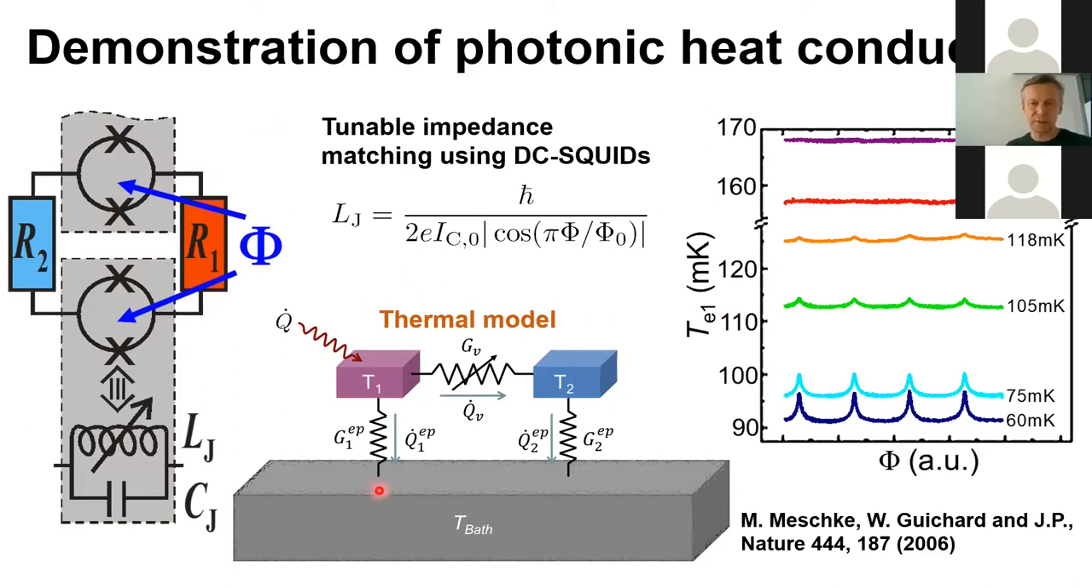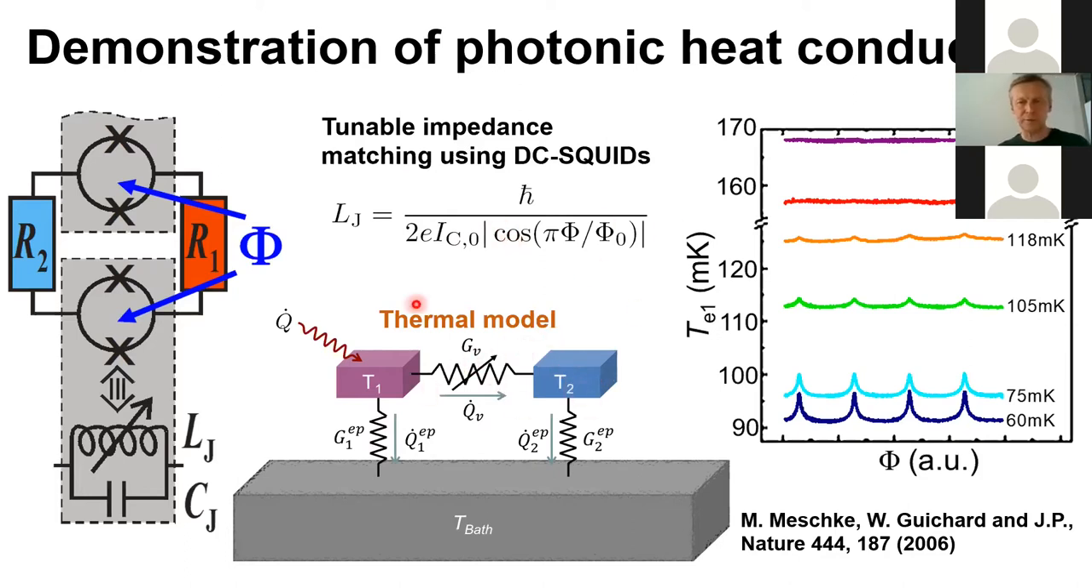So the thermal model to describe such an experiment is like here. Sorry, the one and two indices, left and right, are not exactly the same. But anyway, if you put power into, let's say, resistor one, then the power goes directly to the phonon bath, but it also goes partly to the other resistor due to this photonic coupling. And this photonic coupling we tune by changing this inductance here.